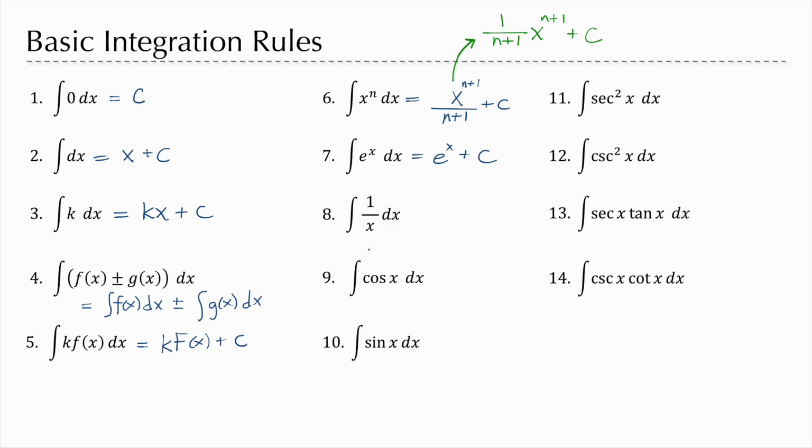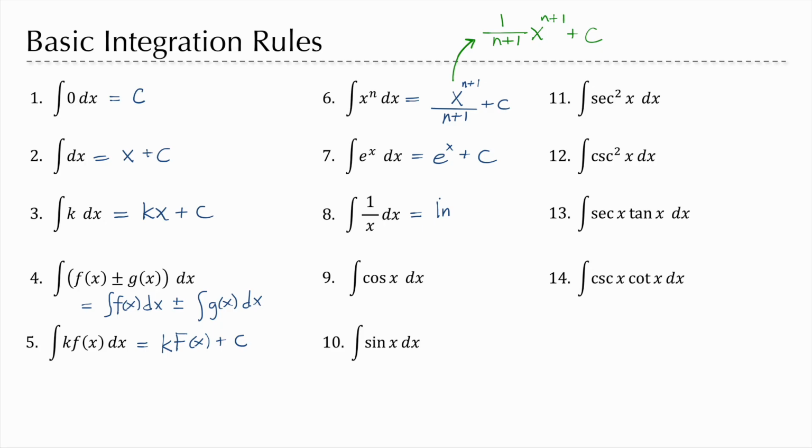Now with number 8, 1 over x, you should recognize that as the derivative of the natural logarithm. But we have to be careful here. We can't simply write the natural log of x. And the reason for that is when we start with the natural log of x and we find its derivative, we already have established that it is 1 over x. But when we begin with 1 over x, this x could be literally anything except 0.